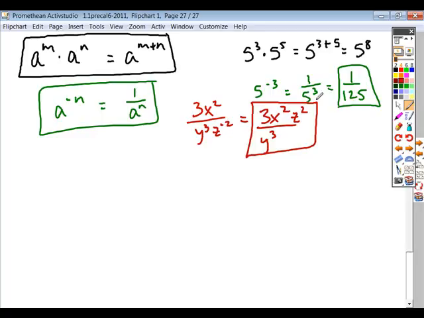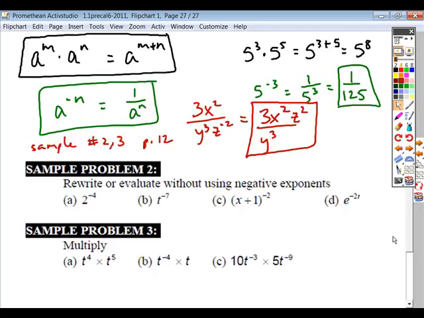And so it can move from the numerator to the denominator or from the denominator to the numerator. All right, if we take a look at problem 2, here we're dealing with negative powers. Okay, so our base of 2, and we have a power of negative 4. So that negative power is going to move our base into the denominator, change the sign to positive.